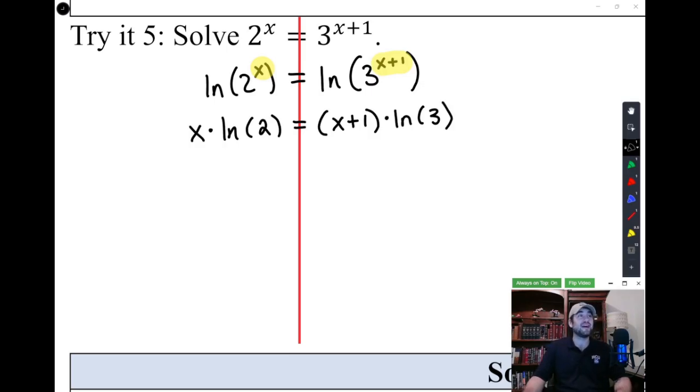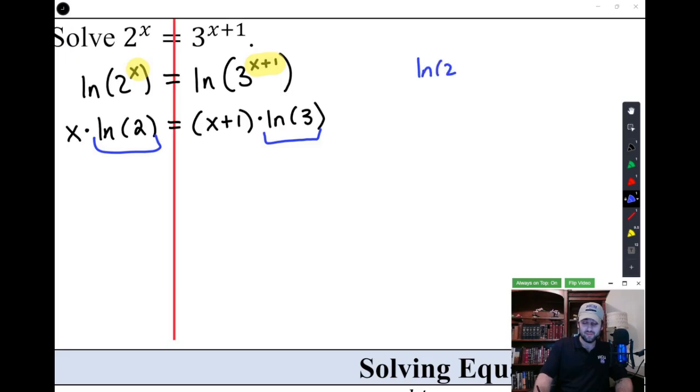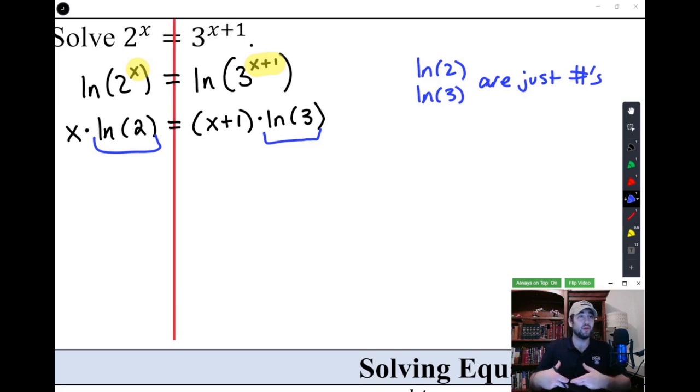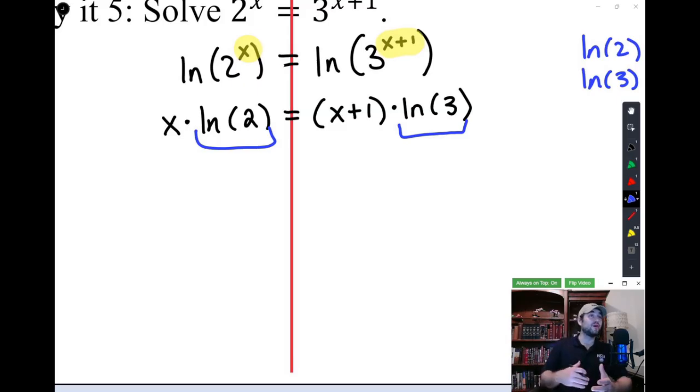And now it's just a matter of algebra to solve for x. Keeping in mind, a really key detail here is that ln of 2 and ln of 3 are just numbers. They're not anything special. They're decimals that we don't know, so we're going to leave them alone and not make them decimals. But they're just numbers that we can distribute, multiply, add, and do whatever we want with, because it's just like it was a 2 or a 3. It's just a little bit uglier looking.